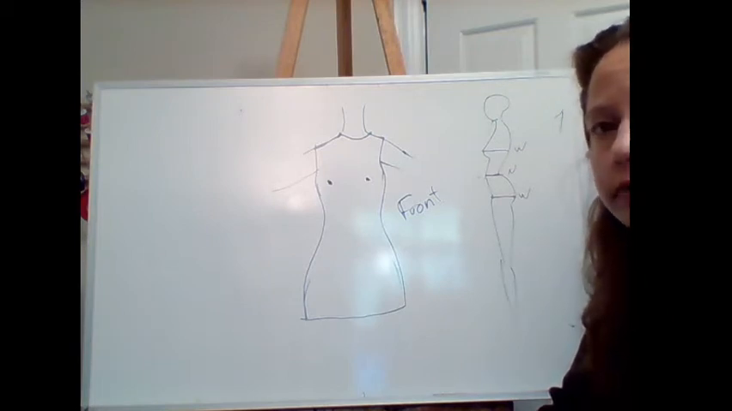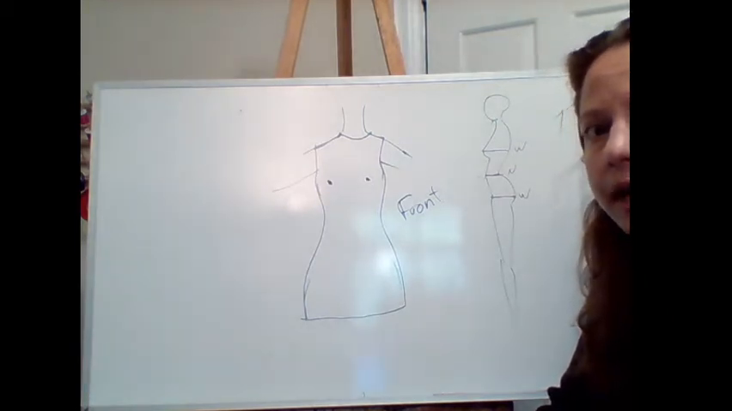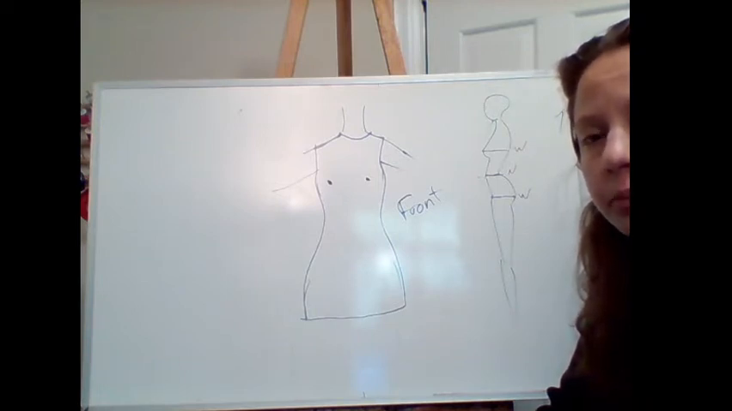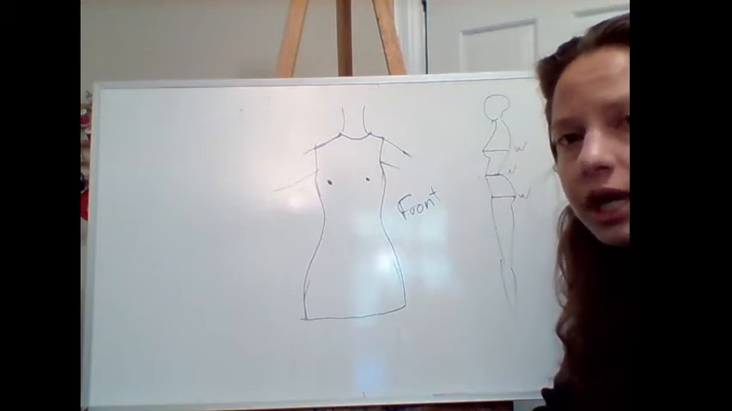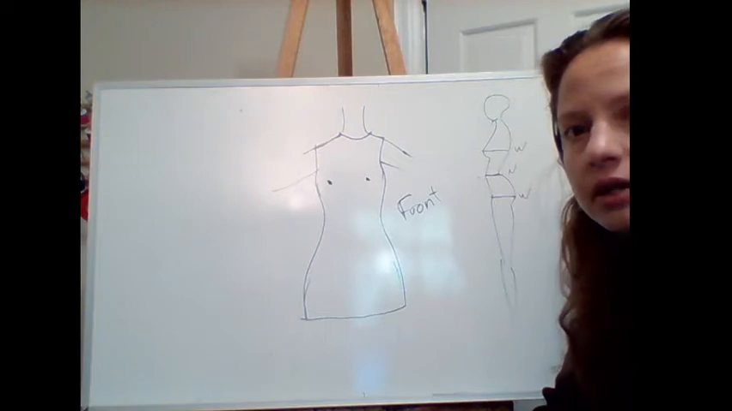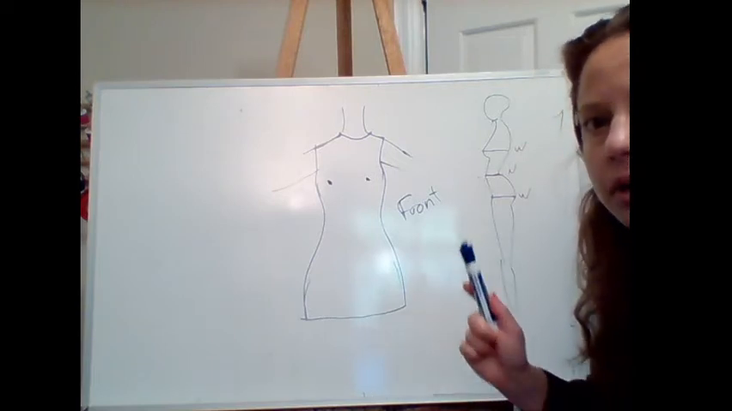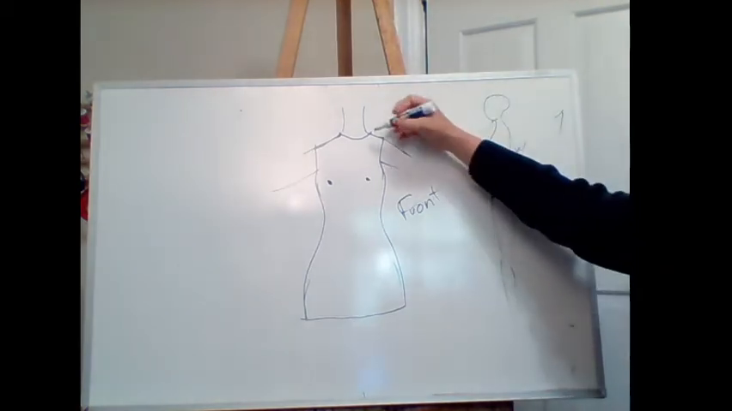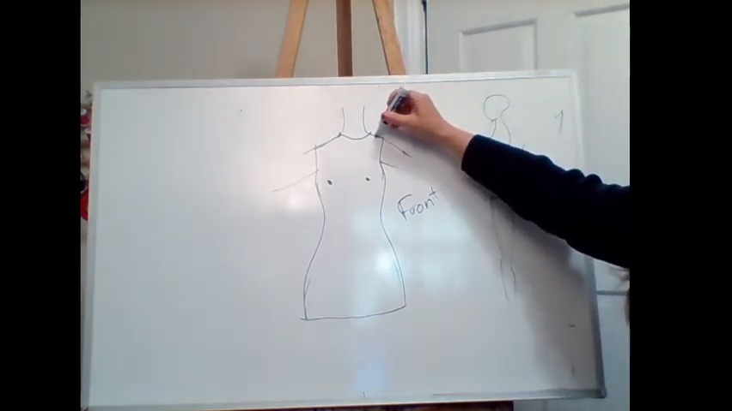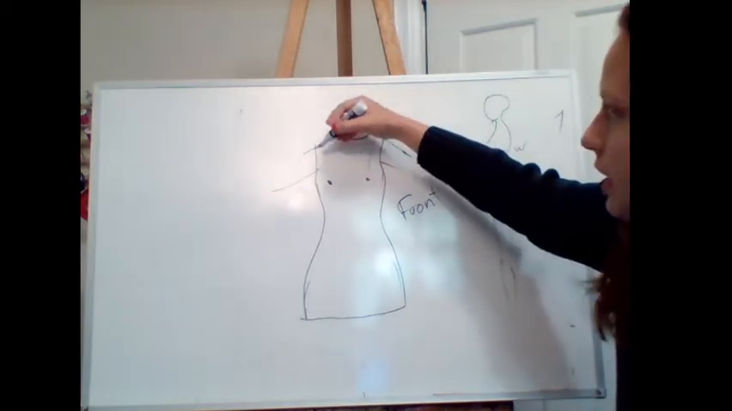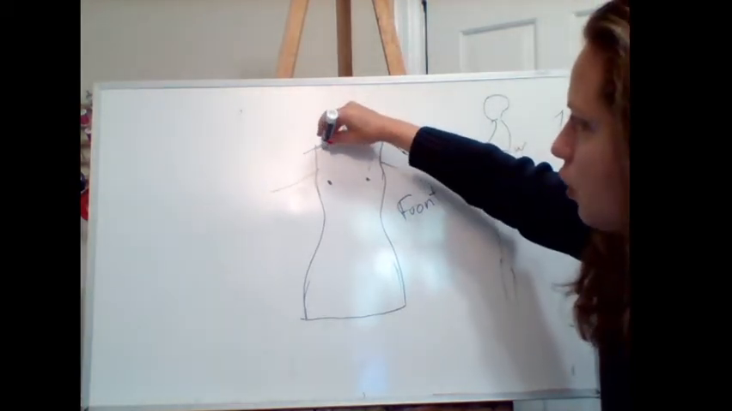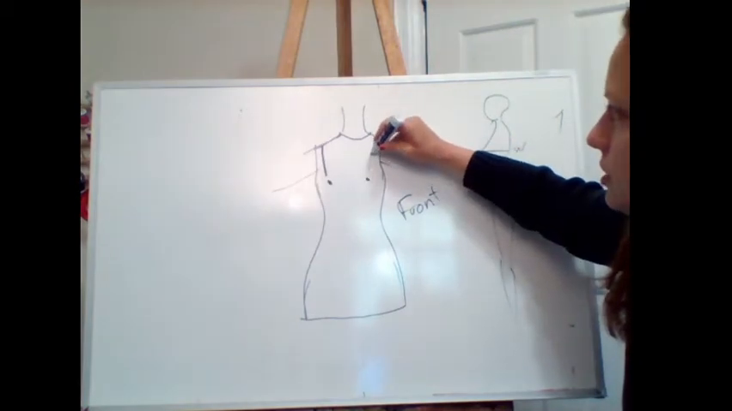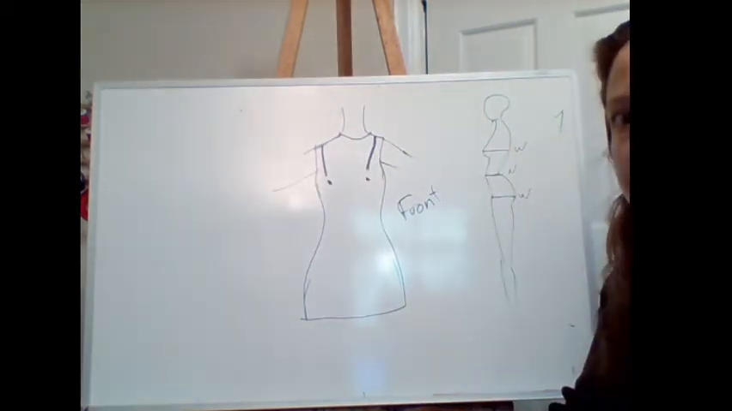Now here's the rule of thumb for darts. I can place darts in this dress to create fit. I can place them pretty much anywhere, so long as they are pointing toward the apex and coming from a seam. Okay, so what are some of my options? Well, I can have shoulder darts coming down here like this. These are very standard dart constructions. We see shoulder darts a lot.